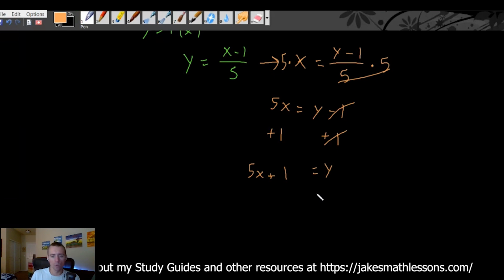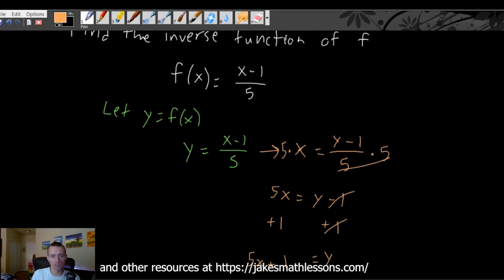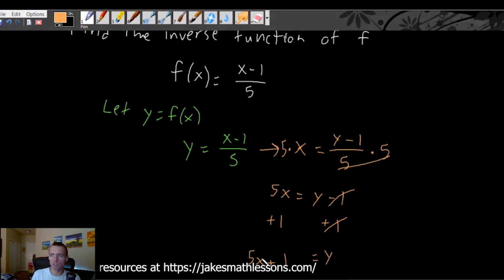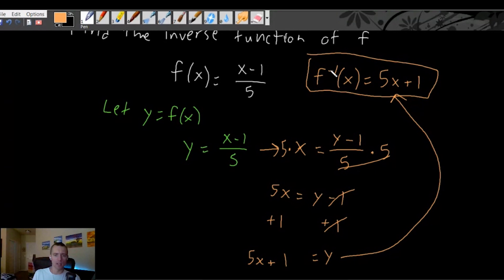Once we've gotten this solved for, our y equals something with a bunch of x's, we want to keep in mind that what this function represents is the inverse of our original function f of x. So we then need to take this and say f inverse of x equals whatever we have solved for over here. So 5x plus 1. Just to explain this notation here, this f minus 1 of x, a lot of people think this means that you're raising f to the negative first power.